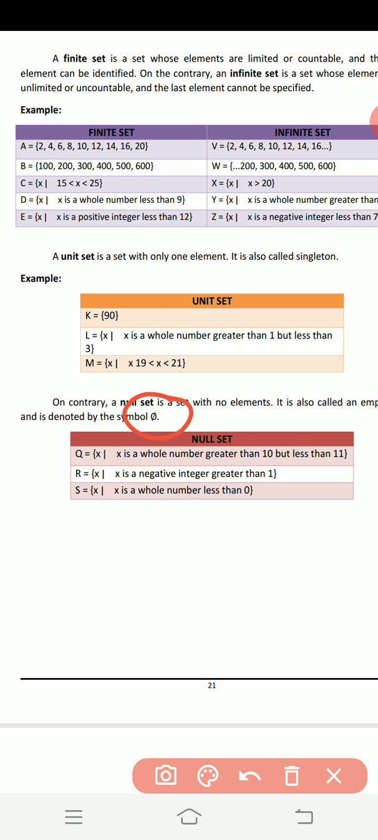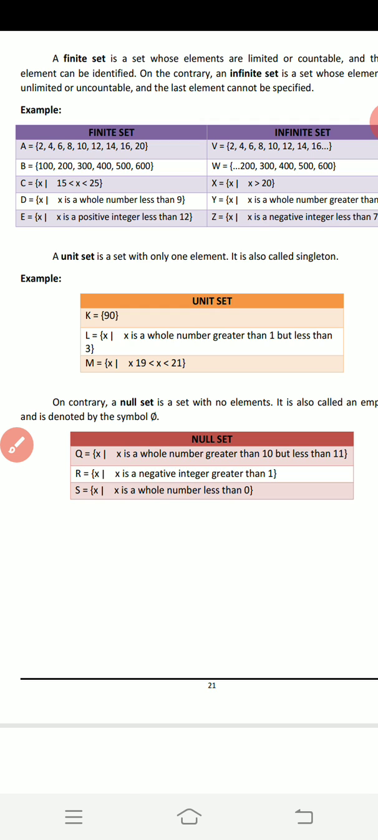We also have here the example set S. So, x such that x is a whole number less than 0. So, we know that 0 is the least whole number in the number system. So therefore, we cannot have a whole number less than 0 kasi siya yung pinakamababa. So therefore, that is considered a null set.